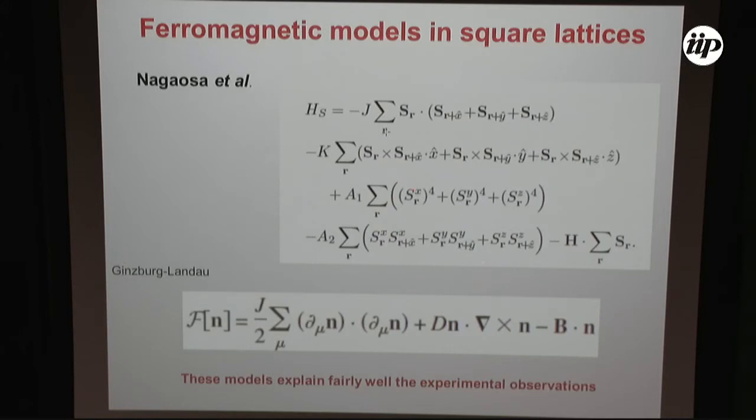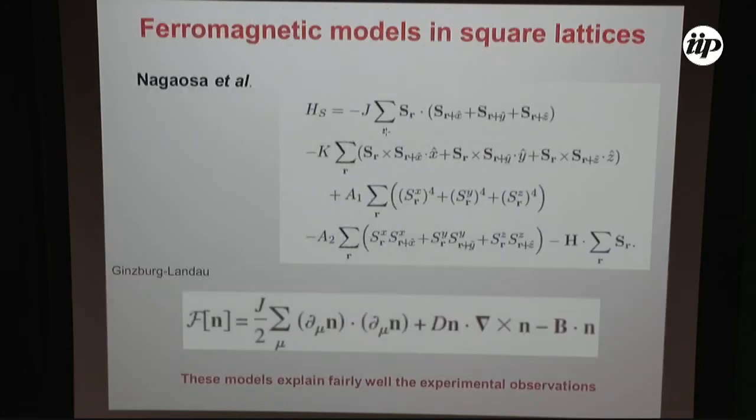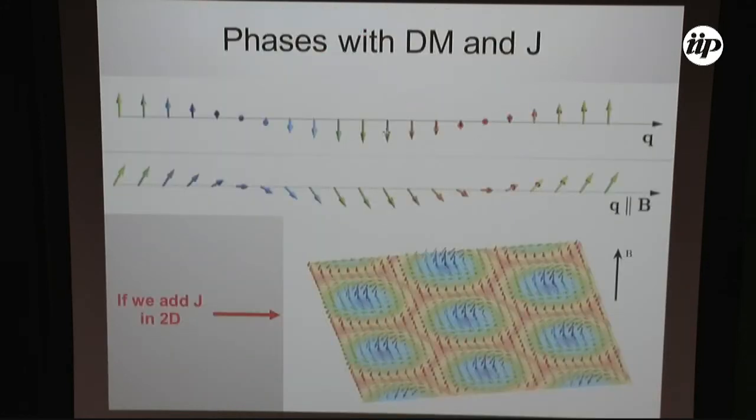So the Dzyaloshinskii-Moriya term goes in the continuum to this first derivative term, which provides the way to get some skyrmionic phases, helical and skyrmions and so on, and the magnetic field, which seems to be crucial also to stabilize these skyrmion lattices. Okay, so this is what is known for bipartite lattices.